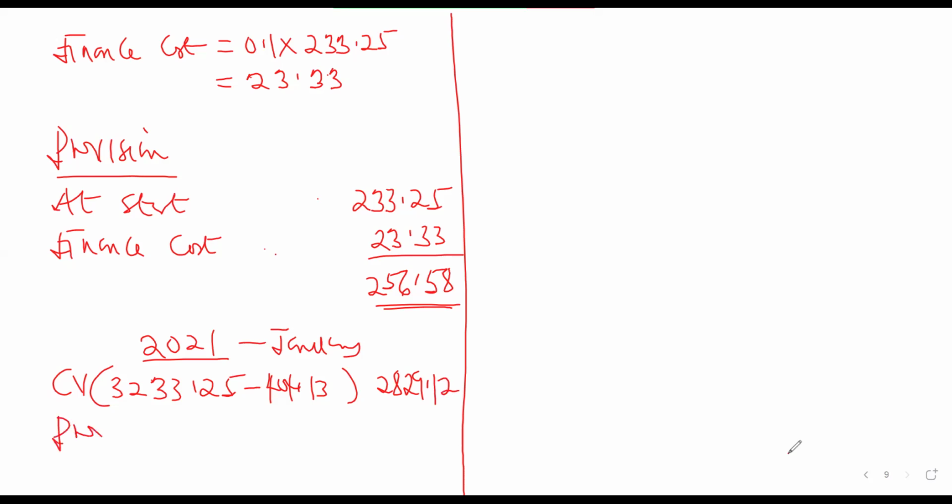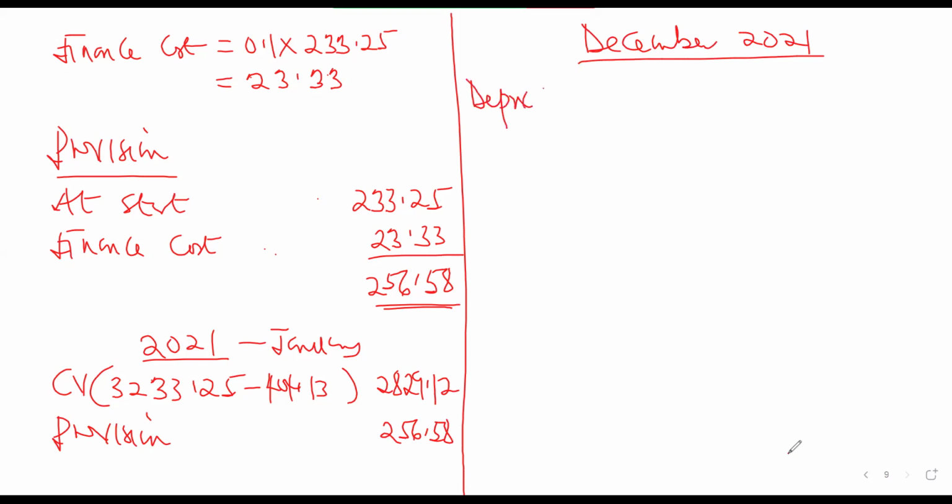The carrying value of the provision at the beginning of this year will be 256.58, isn't it? The revision is done at December, so we have to count to December 2021. At December 2021, we are depreciating the assets for an additional 1 year, which will be 3233.25 divided by 8. The depreciation will still be the same, 404.13.